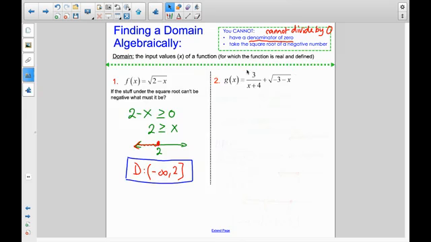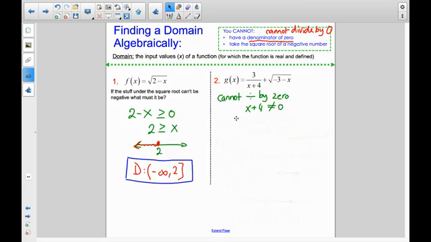So on this one, we have both a fraction with an x in the denominator, and we have a square root with an x under it. So we've got to look at both of these conditions. The first thing I'm going to look at is this fraction. We cannot divide by 0. That means that this denominator here cannot equal 0. x plus 4 cannot equal 0.